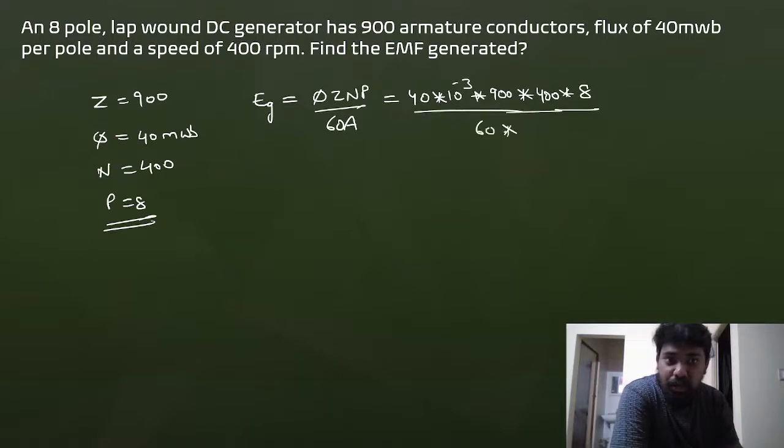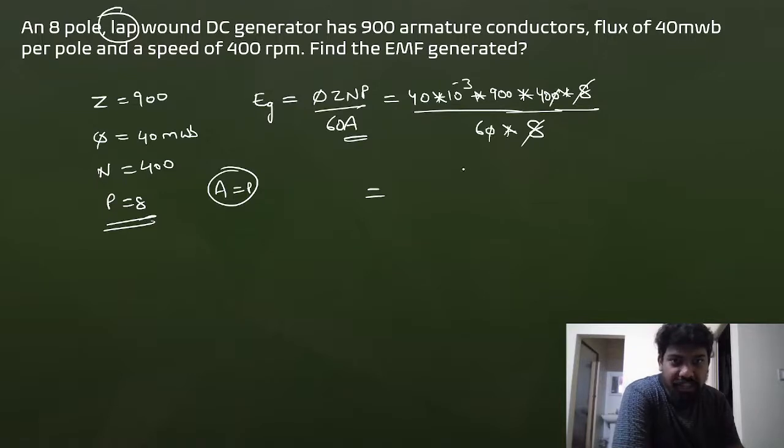60 into armature parallel paths. For simplex lap it is A equal to P, right? For lap it is A equal to P, that is simplex lap. So number of poles is 8. Cancel it. Then what answer will we be getting?